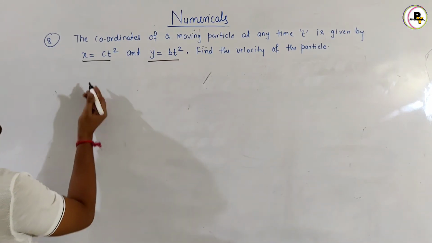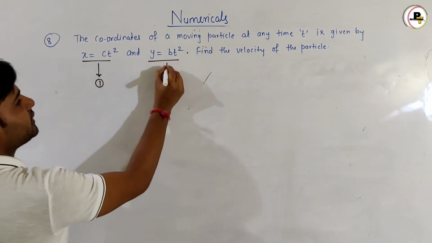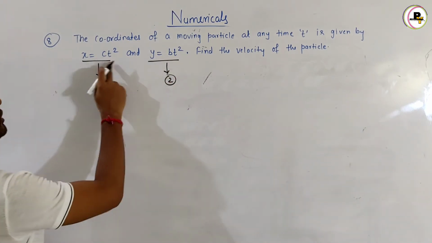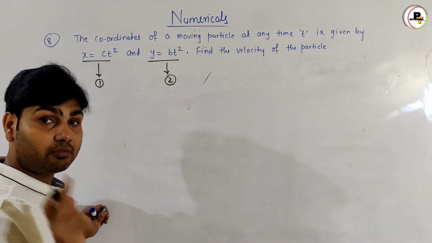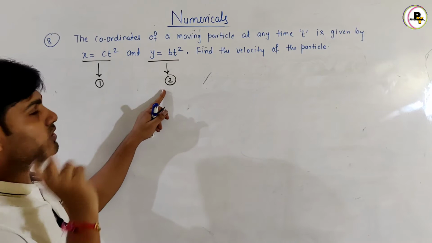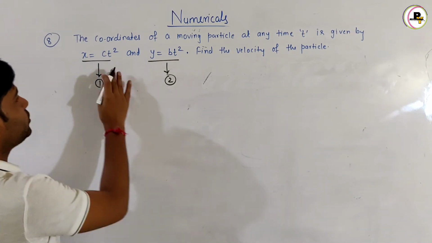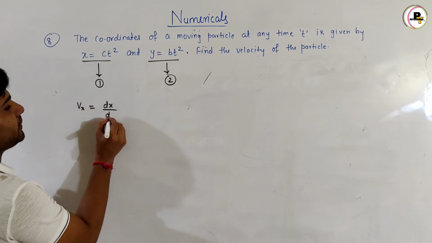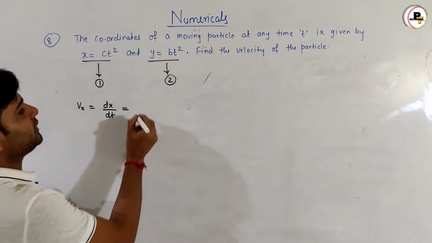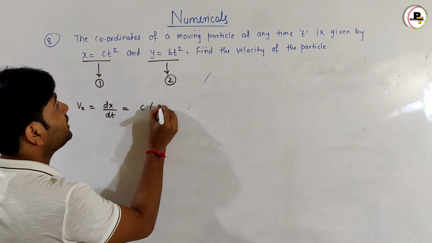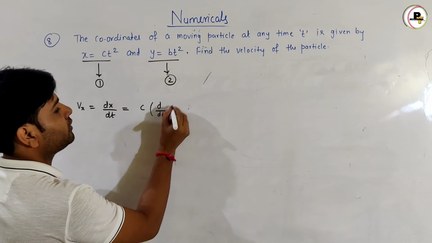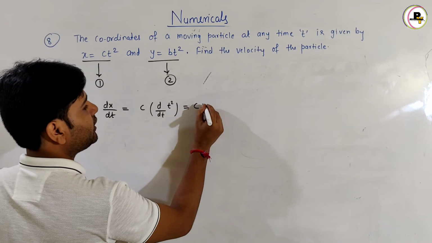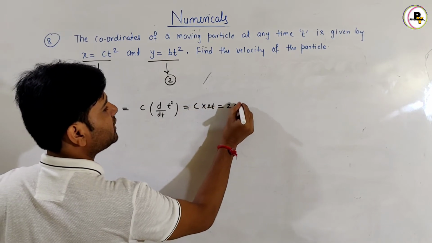Suppose this is equation number 1 and this is equation number 2. In order to obtain the velocity components, we will differentiate equation number 1 with respect to t, as well as equation number 2 with respect to t. So let us find vx. vx is dx by dt, and this is equal to c into d by dt of t square, and therefore we get c into 2t, that is 2ct.